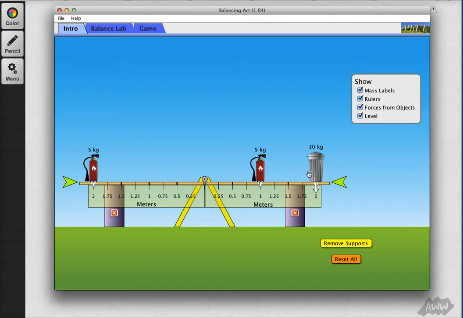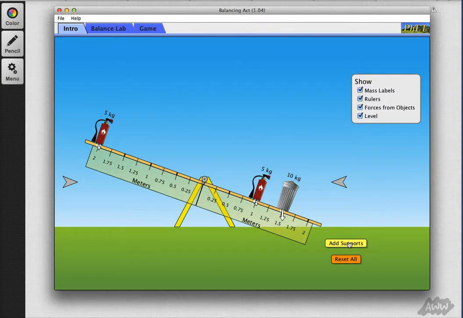First let's do it by trial and error, and then let's verify our calculation and see whether it's correct or not. So let me start by putting it at, let's say, the 1.5 meter mark. Let me remove supports, and that doesn't work. We now move and tilt towards the right.